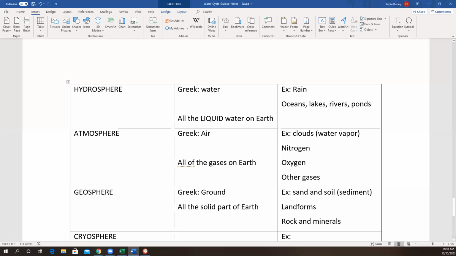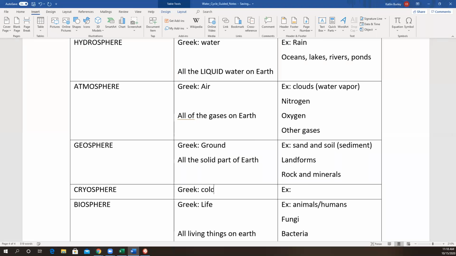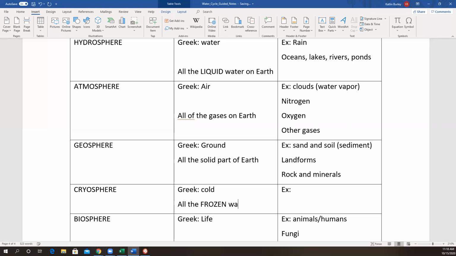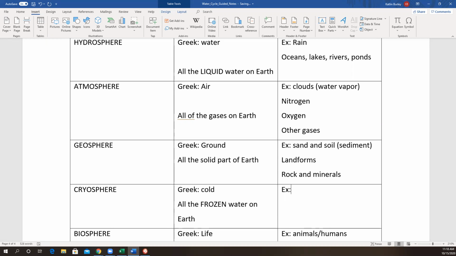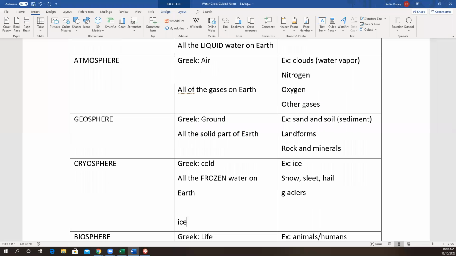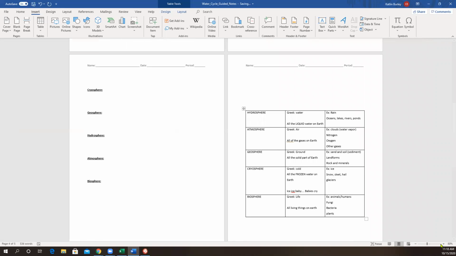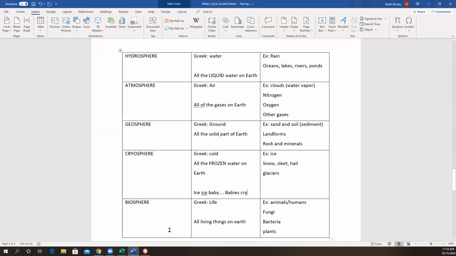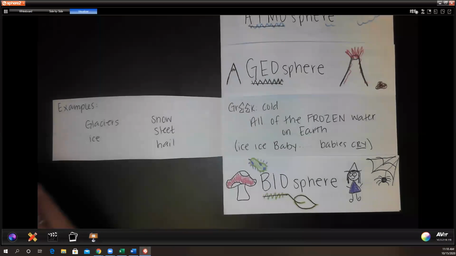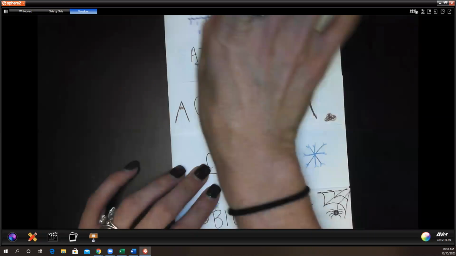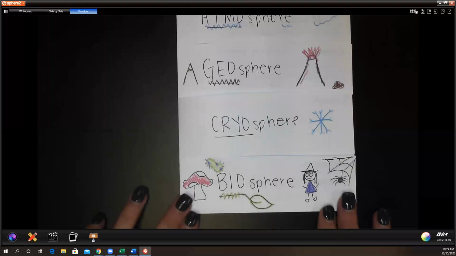So if you were typing it, you should be writing that it is Greek for cold, and it is all the frozen water on Earth. Our examples are, we said ice, snow, sleet, hail, and glaciers. We also can type our hints, right? Ice, baby. Babies cry. So if you take a look at your typed notes, look at that nice little organized chart. You can even draw pictures with it, just like we did. If you're doing your foldable, your completed foldable should look like this. And now you have all the information together in a nice organized package, right?